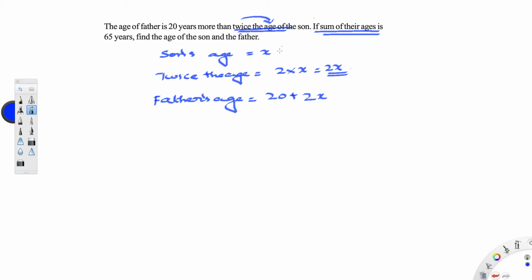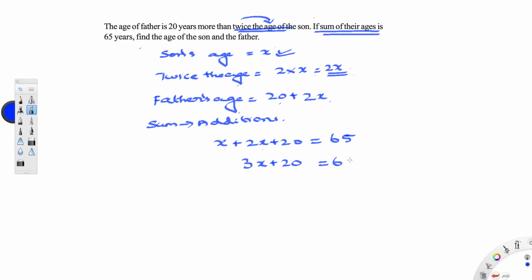So the age of the son, you have taken it as x, twice the age is 2 into x, then father's age is 20 years more than twice the age of the son. Now the sum of their ages is 65 years. Sum means addition, right? So the son's age is x, the father's age is 2x plus 20. This is equal to 65 years. So x plus 2x is 3x, plus 20 is equal to 65.